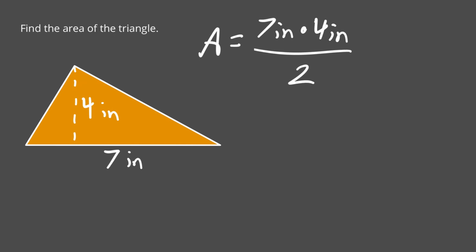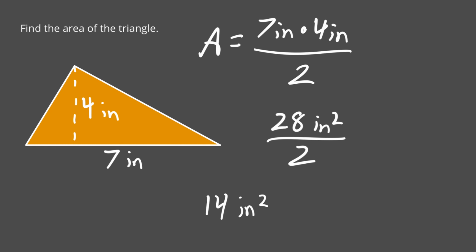7 times 4 is 28 inches squared, all divided by 2. So our final answer is going to be 14 inches squared. And it's very important to keep track of your units, and whenever you're doing area, it's going to be squared. So our final answer is 14 inches squared.